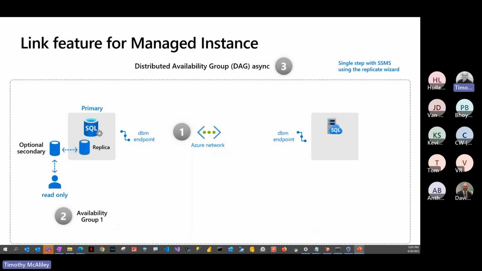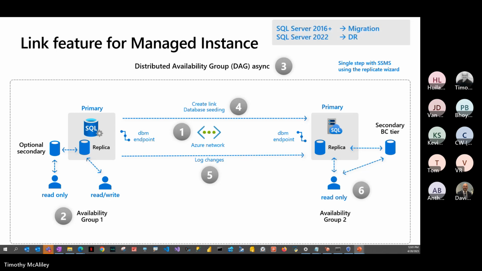And then the link feature for managed instance, and I'll build out this slide. Again, for that top bullet in the gray up there where it says SQL Server 2016 migration, based on the update that's been put out within the past day or two, SQL Server 2016 and 2019 now support the link feature for managed instance. I think they can be used for both DR and migration. But here's the schema for the distributed availability group with asynchronous replication.